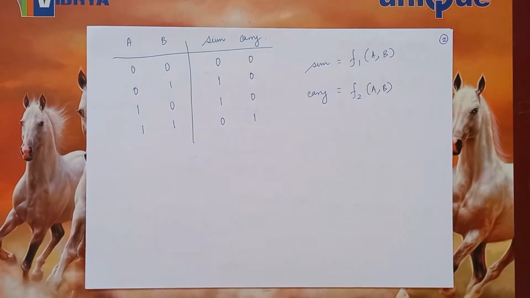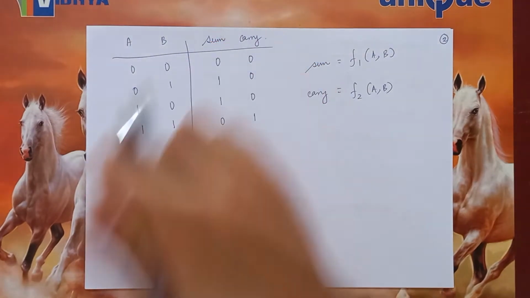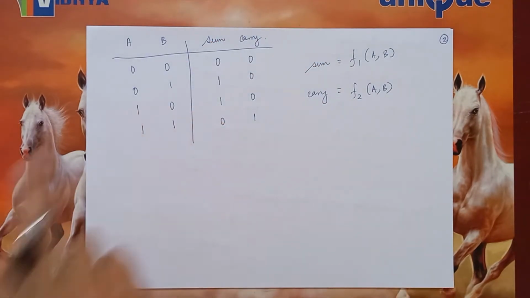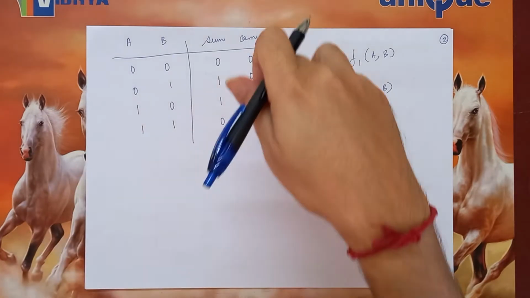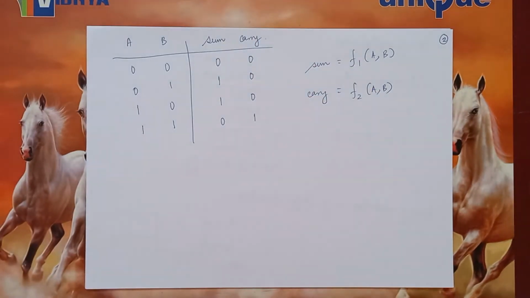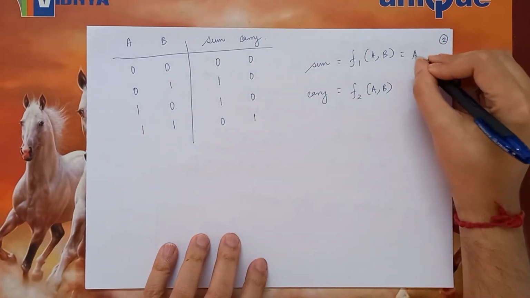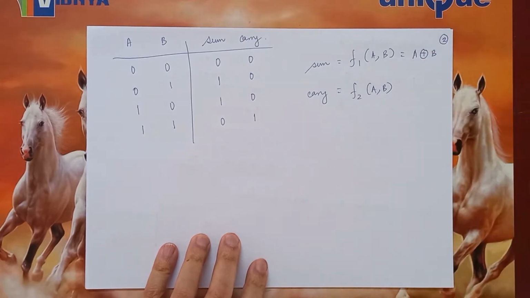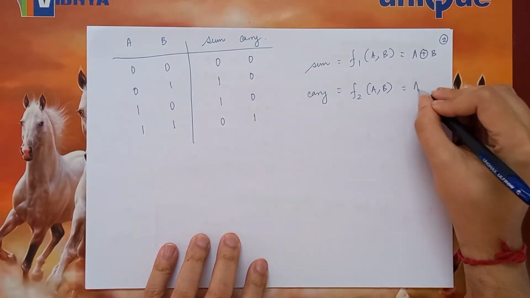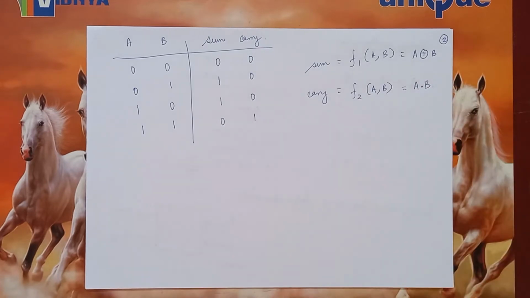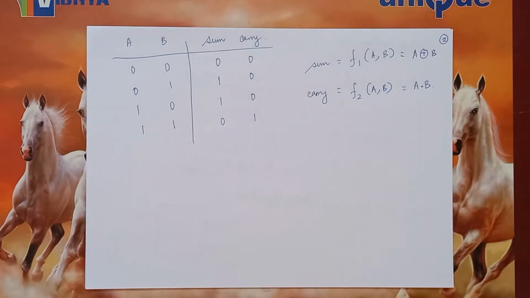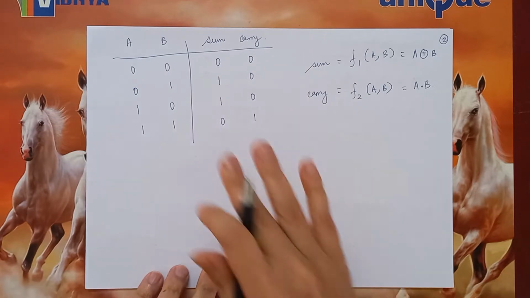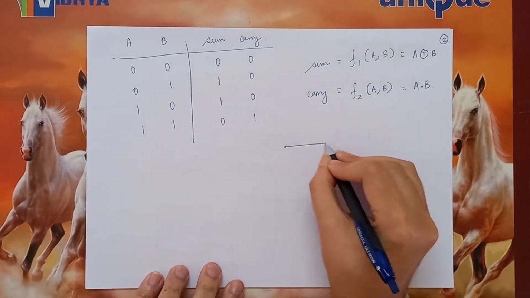Looking at them very simply, we can see that sum follows the exact trend as that of a XOR, and the carry follows the trend as that of an AND gate. So therefore, the sum is nothing but A XOR B, and the carry is nothing but the AND, A dot B. So therefore, the system can now be represented in this very easy manner.